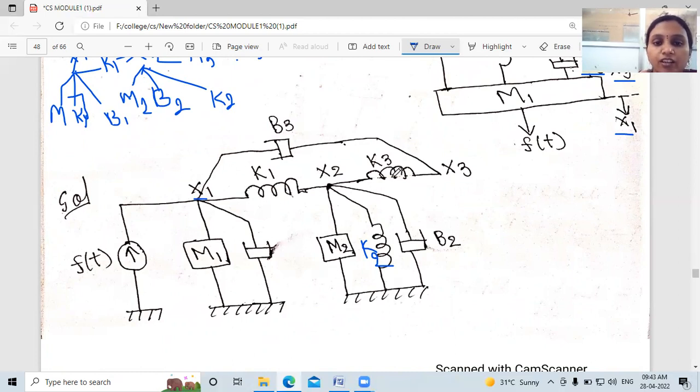Now how many equations will you get? So three equations you will get. Now what should you write for x1? F of t, force, is equal to always. F of t is equal to m1 d square x1 divided by dt square, and this is b1 into dx1 divided by dt, right?